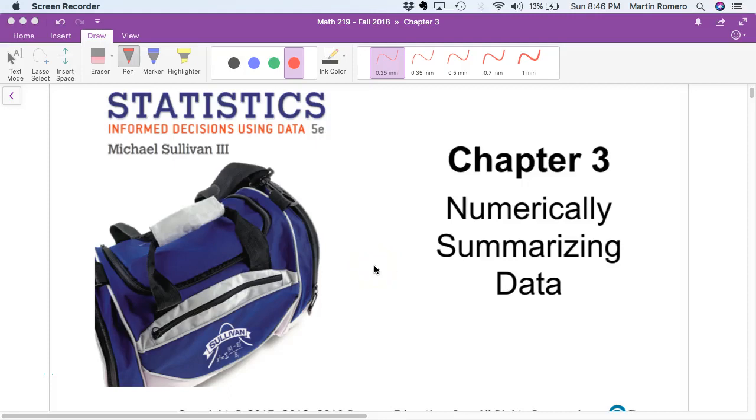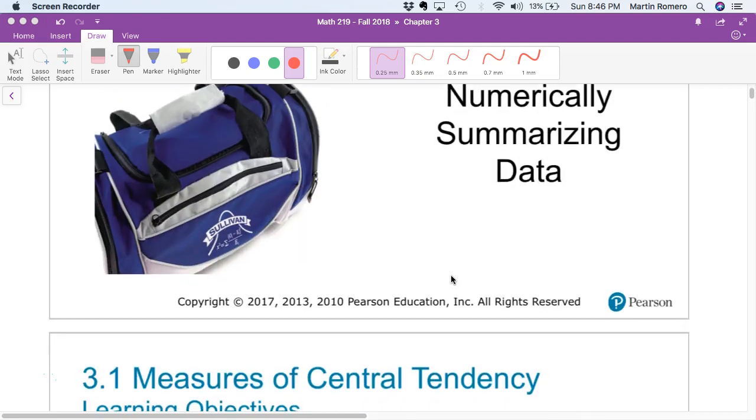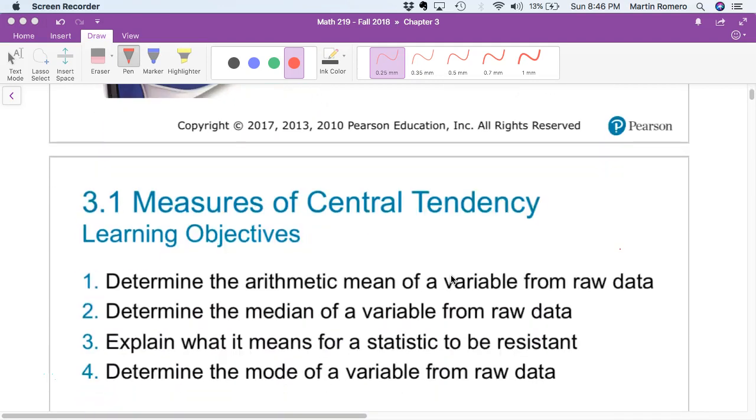This is for chapter 3.1, this video. We'll cover numerically summarizing data, and we'll be talking about measures of central tendency. Make sure you have your note sheets out.